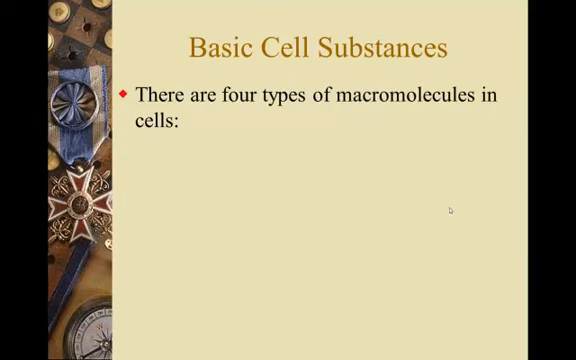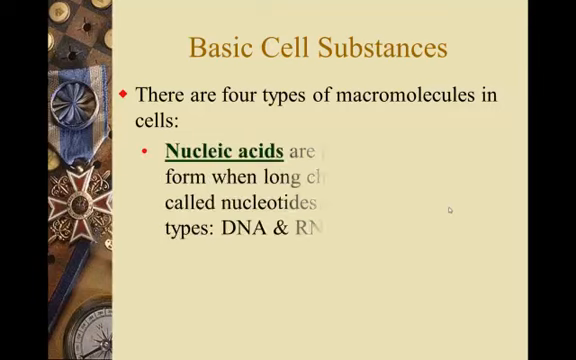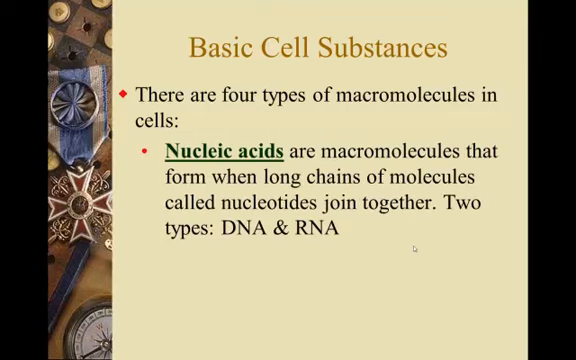And I think, why are we looking at these? Because there are 4 types of macromolecules in the cells. And you need to be able to list these four, and you need to know the information about them. And these are essential to life. So we have 4 macromolecules that are essential to life. 3 of them come from food. This first one does not.